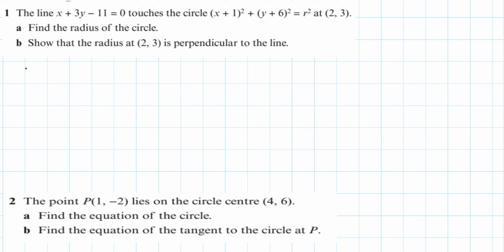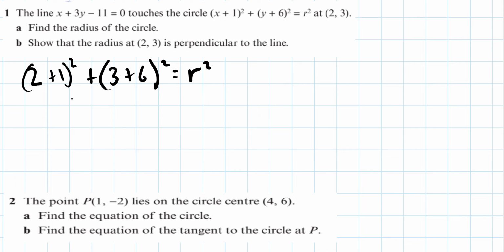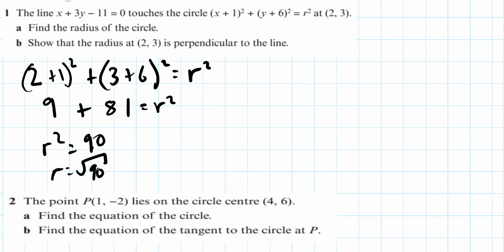So we have (2 plus 1) squared, add (3 plus 6) squared equals r squared. That gives us 9 plus 81, which equals r squared. Therefore r squared equals 90. So r equals square root 90, which equals 3 square root 10.